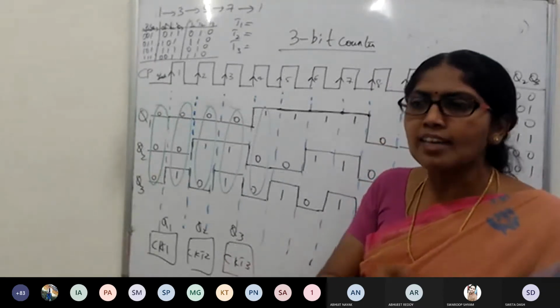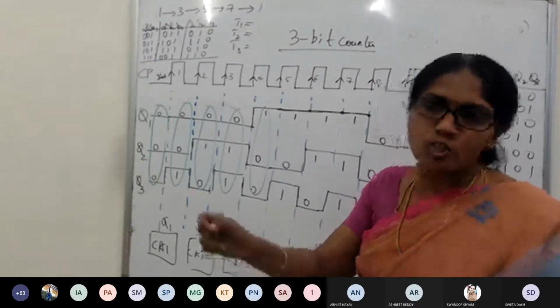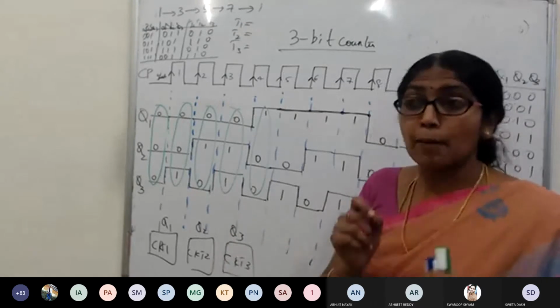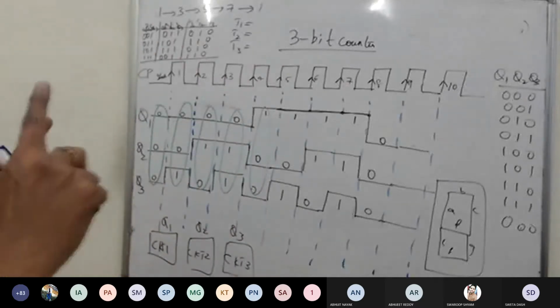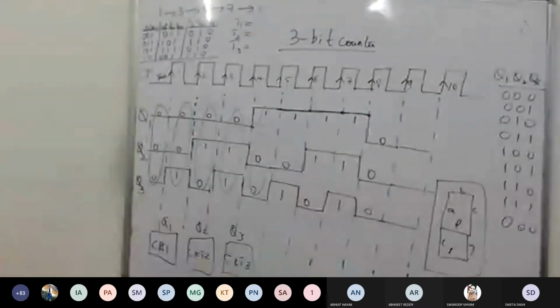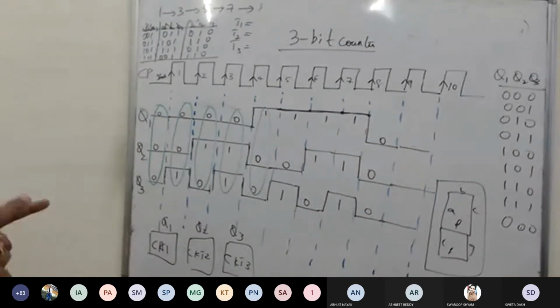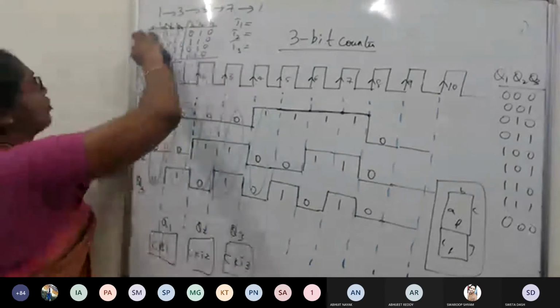Counter doesn't mean that it follows a continuous sequence. But there are exclusive counters where you have to count from 0 to 9, and 9 to 0. Like 0, 1, 2, 3, 4, 5, 6, 7, 8, 9, then 9, 8, 7, 6, 5, 4, 3, 2, 1, 0. This type of counters are also there. I will explain that. Can I move to that? Okay. Now, is that over?